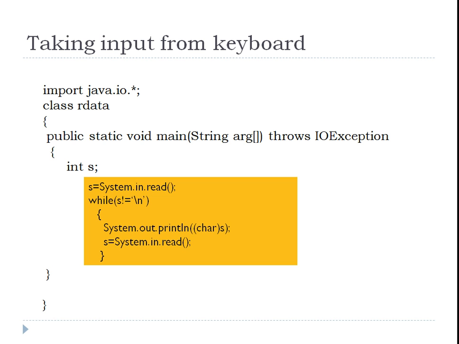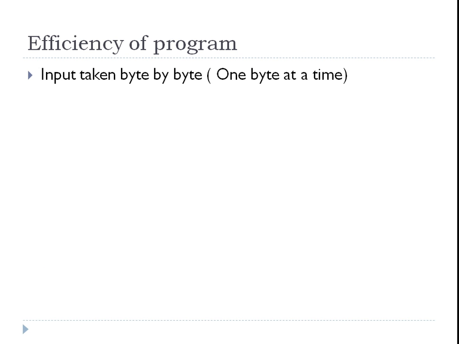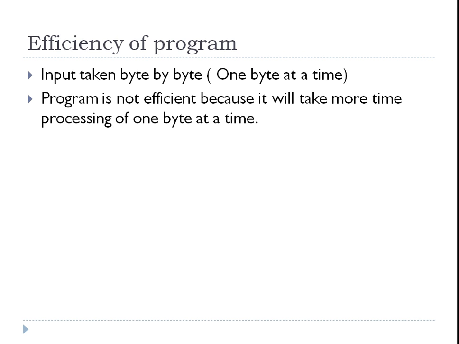So if a user has to give a lot of information, or has to read from a file, this method will read 1 byte at a time. And if a file is very huge, this approach causes a large amount of time to read the entire file. So the efficiency of the program is not good, because input is taken byte by byte. It will take more time.